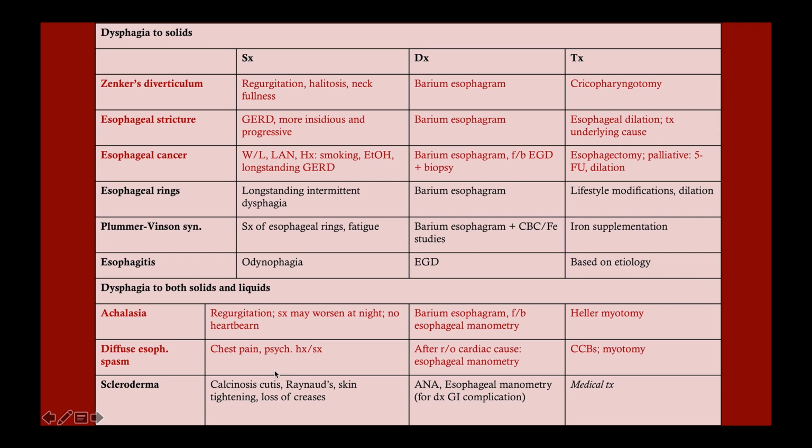Diffuse esophageal spasm, chest pain, looks like cardiac pain, but it's not. Sometimes they may have a psych history or symptoms. This can be triggered by stress, but also look for food triggers, hot or cold foods or beverages, carbonated beverages, and so forth. After you rule out a cardiac cause, esophageal manometry is really the best way to go. However, if you are given a barium esophagram, look for that corkscrew pattern. The corkscrew esophagram is really just a kind of a buzzword, so you'll want to remember that for diffuse esophageal spasm. The treatment for DES is calcium channel blockers, and then myotomy if that fails.